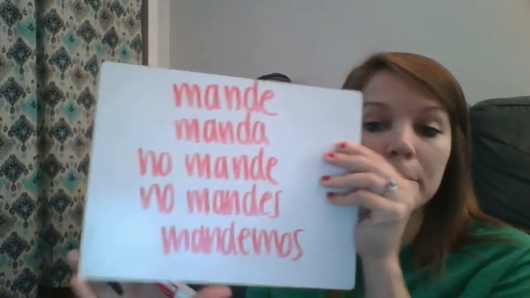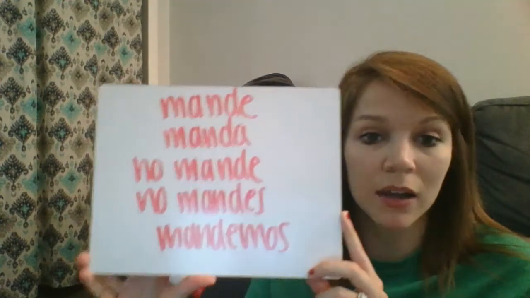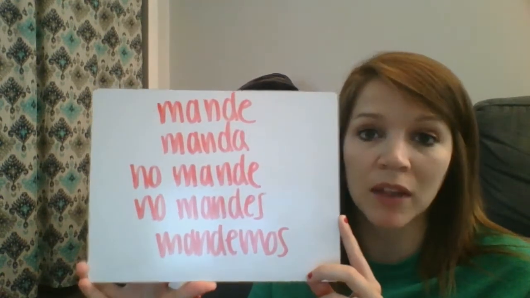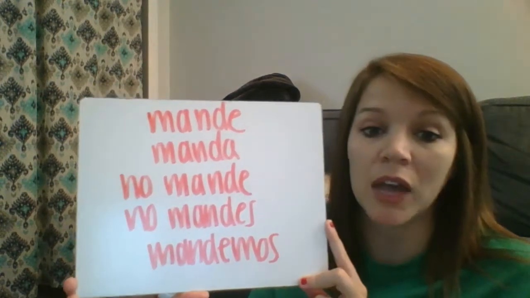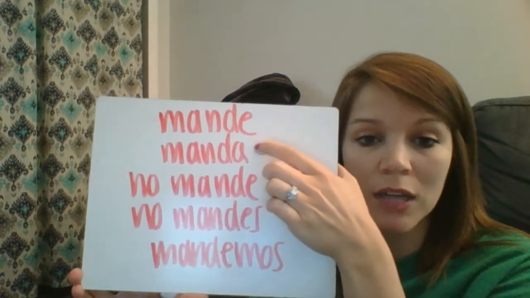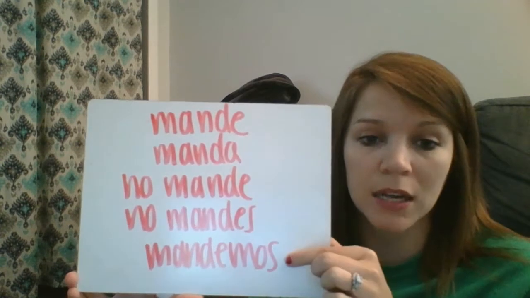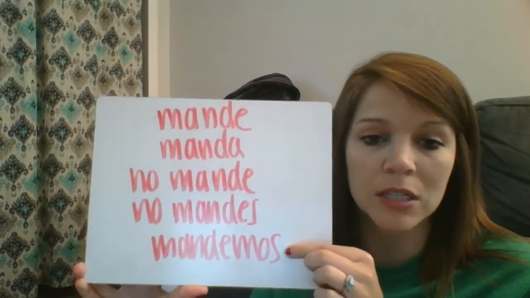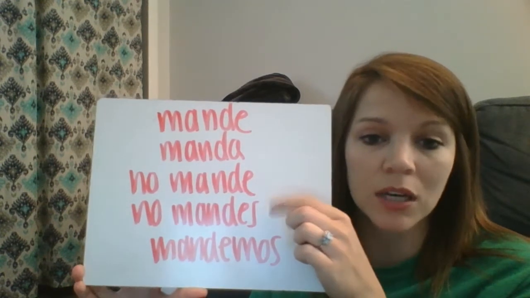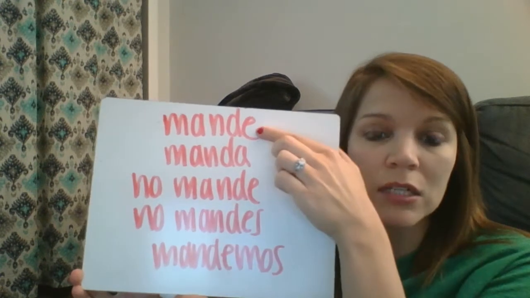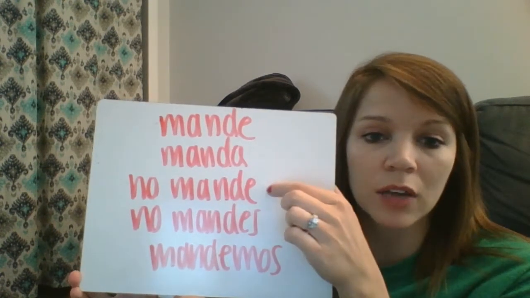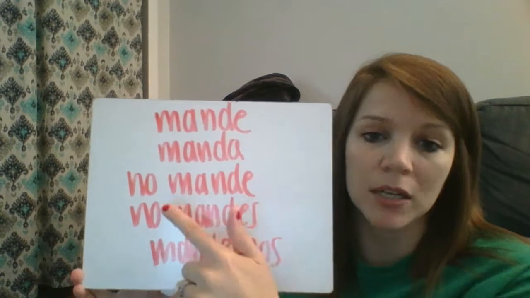So we have mande, manda, no mande, no mandes, and mandemos. Okay, so they're all opposite except for this guy. This was our positive tú. All the rest have an opposite ending. This one's nosotros opposite because it's let's. This one has an S on it because it's the tú form. And you can see that our positive usted and our negative usted are the exact same minus the no.